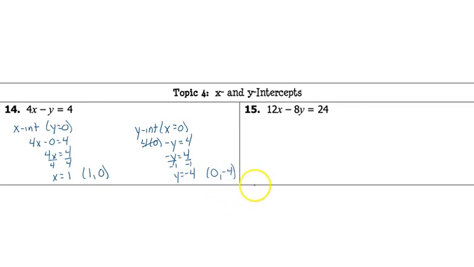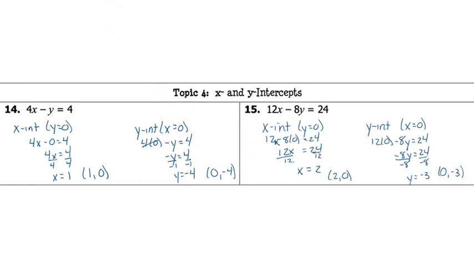So for number 15 here, go ahead and pause the video, try both of those, and come back and check it out. All right, so for number 15, it looks like our x-intercept is where x equals 2. So our coordinate would be 2, 0. And for our y-intercept, it looks like y would equal negative 3. Therefore, our coordinate would be 0, negative 3.